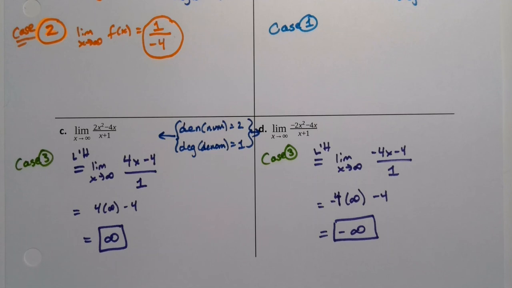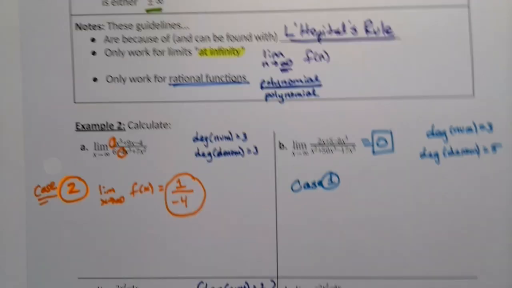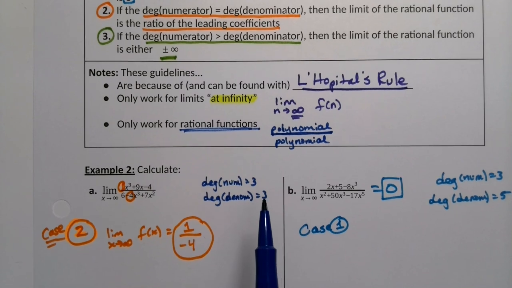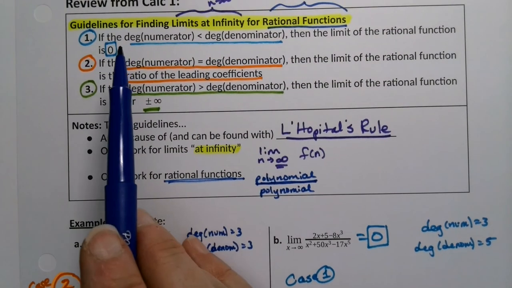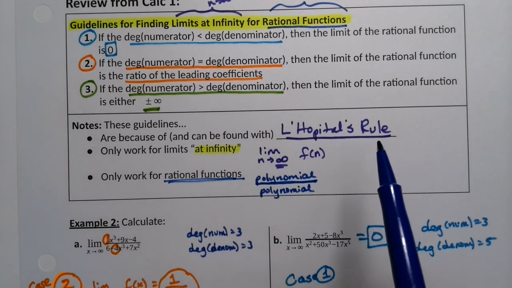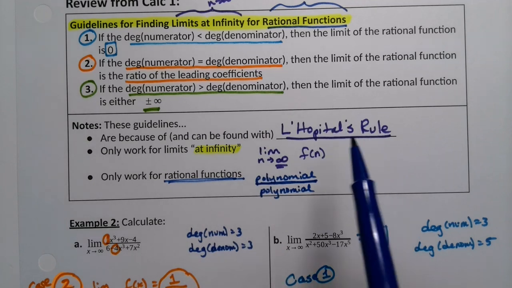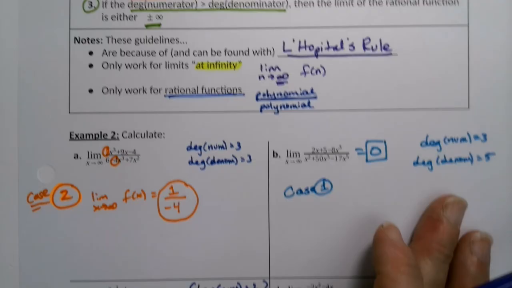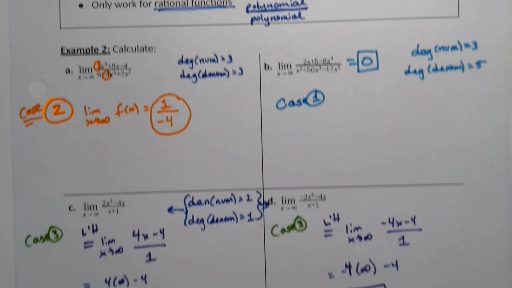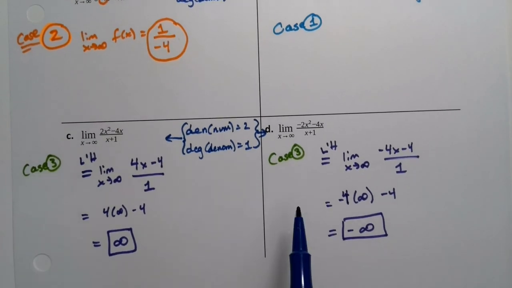Now, I didn't bother to show all of the L'Hopital's rules that get us through A and B because, quite frankly, it gets tedious after a while. So we can use these guidelines, but recognize that they come from L'Hopital's rule. And if worse comes to worse and you're forced to show it by hand, you could show it by hand. You could take derivative after derivative after derivative to get to these answers. In this case, you can also take derivatives to get to them.